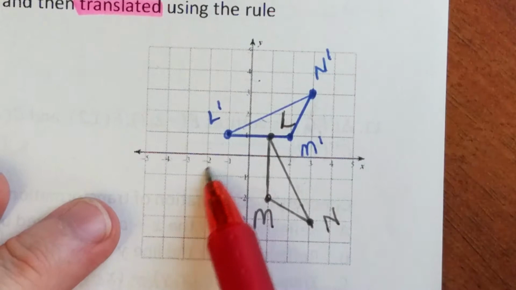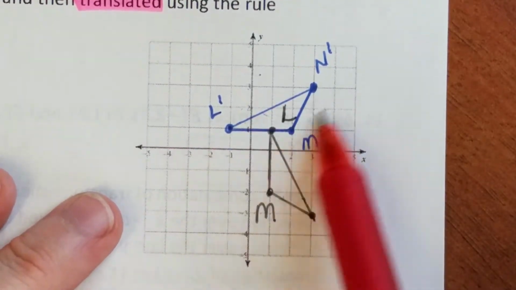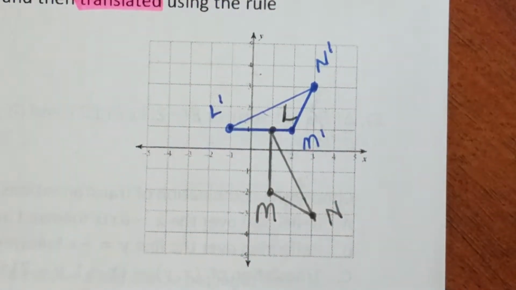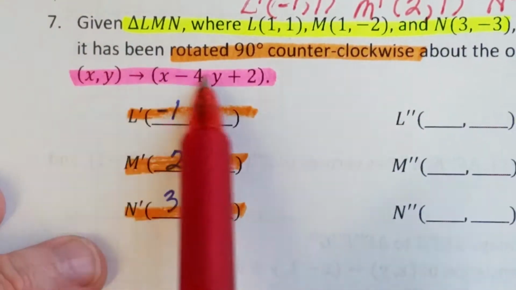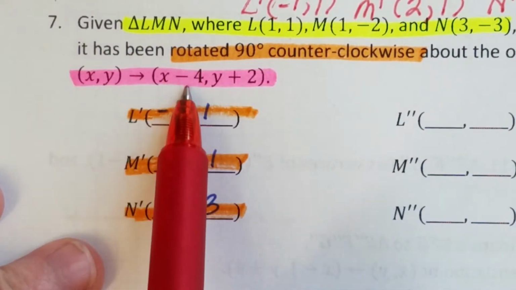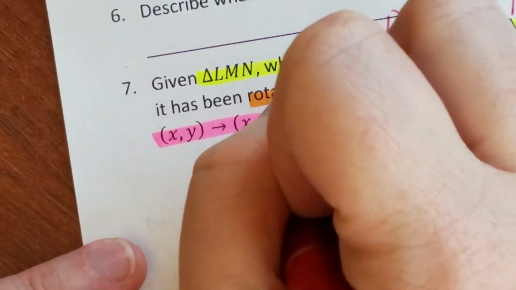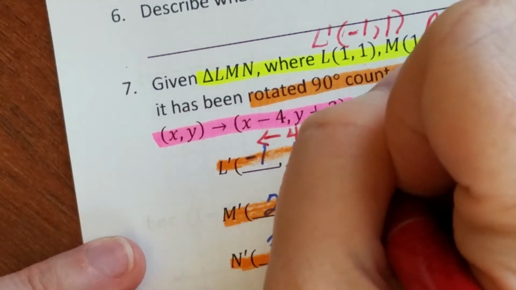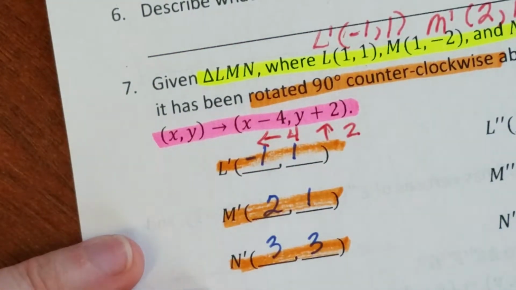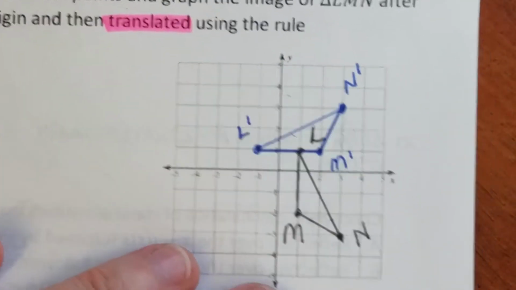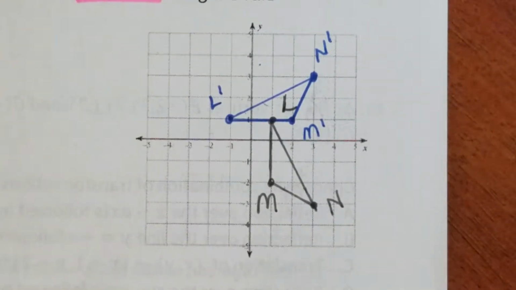And then last but not least, we have to translate our shape. So we're going to start from our second triangle that we've graphed, and we're going to translate it using the rule x minus 4, y plus 2. What this rule is telling us is that we are going to shift this left 4 and up 2. If you just want to mark that on your paper, this is going to be left 4 and this is going to be up 2, just as a little reminder. So every single point on this triangle is going to be shifted left 4 and up 2.